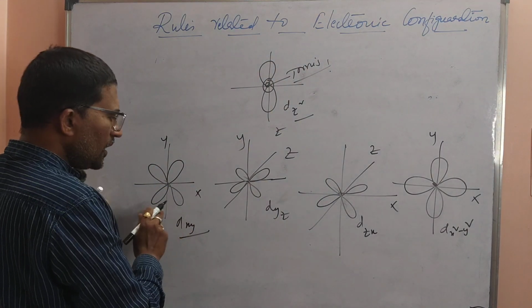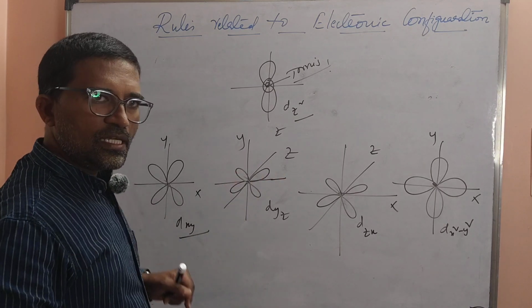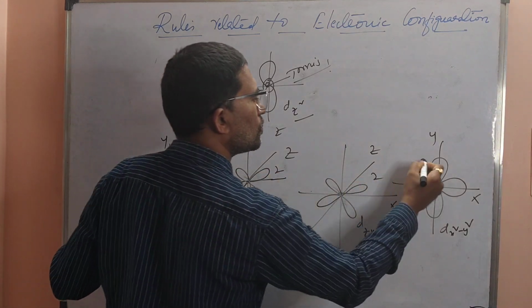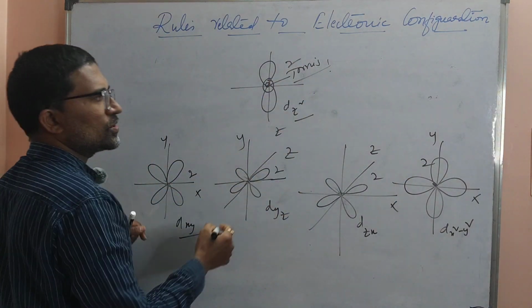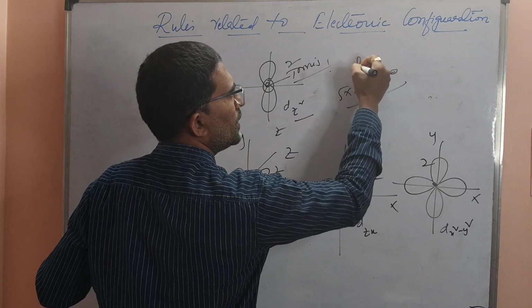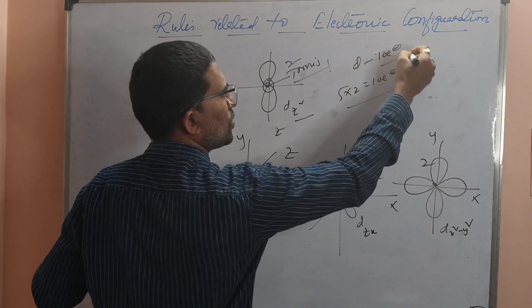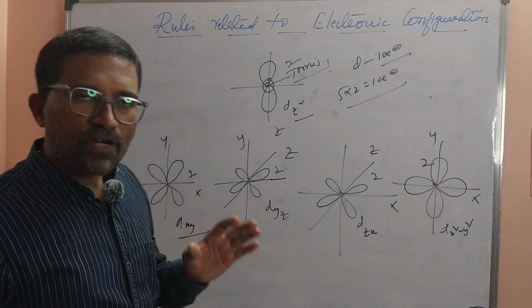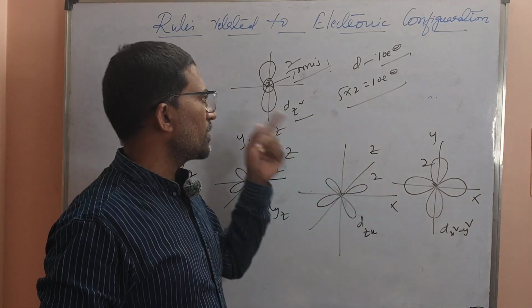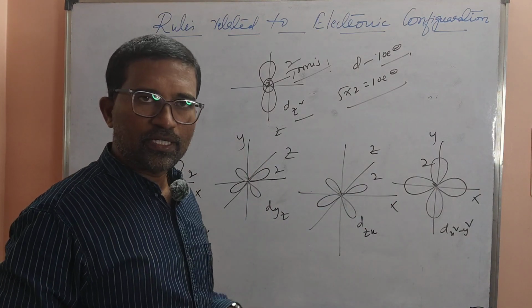Okay, so each suborbital of d has 2 electrons. Here is 2, here is 2, here is 2, here is 2, here is 2. 5 times 2 is a total of how many electrons? 5 times 2 is 10 electrons. I told you already, d orbital has a maximum of 10 electrons. D has 5 suborbitals. They are dxy, dyz, dzx, dx square minus y square and dz square. I hope you understood this.